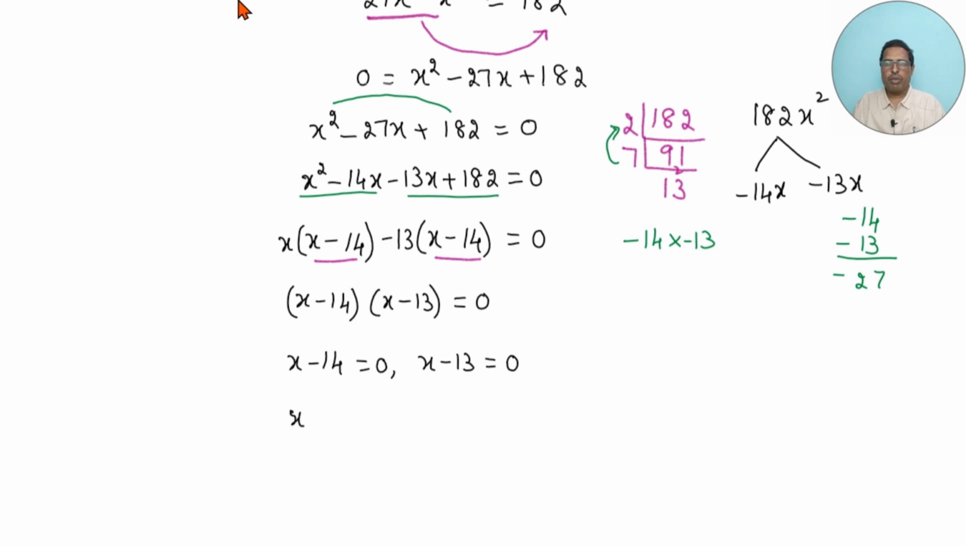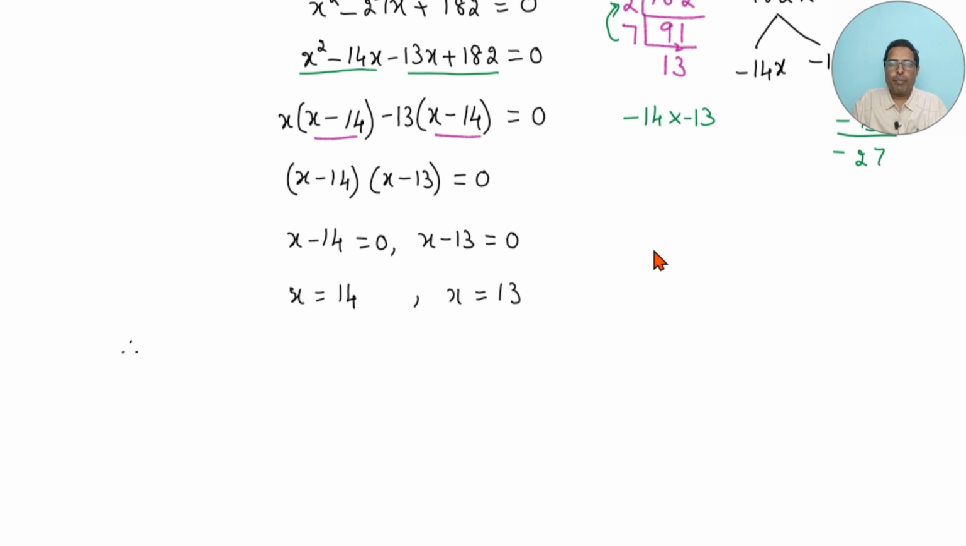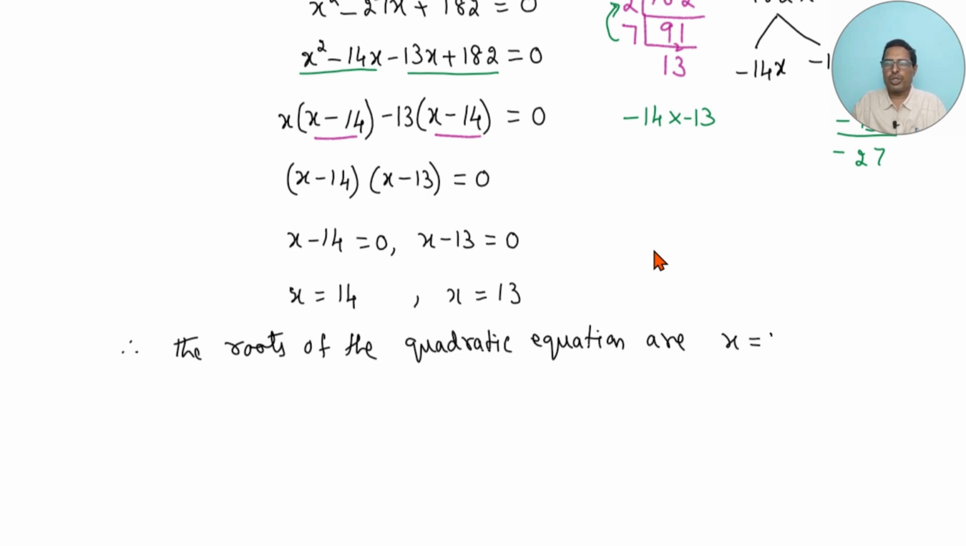From here x will be equal to, this minus 14 goes on the other side, becomes plus 14. Here x will be equal to, minus 13 goes on the other side, it becomes plus 13. So we have got two values, x is equal to 14 and x is equal to 13. Therefore the roots of the quadratic equation are x is equal to 13 and x is equal to 14. These are the two roots.